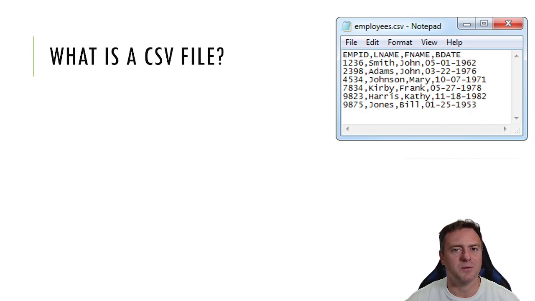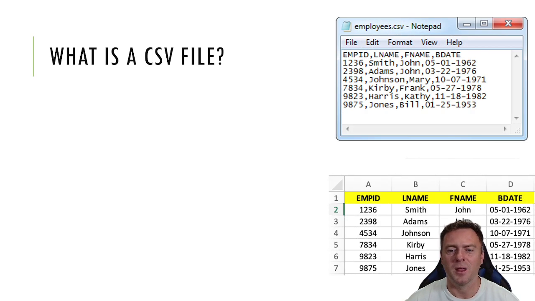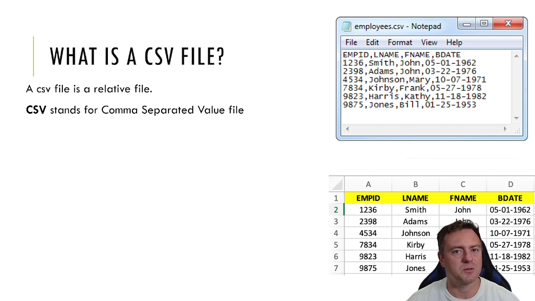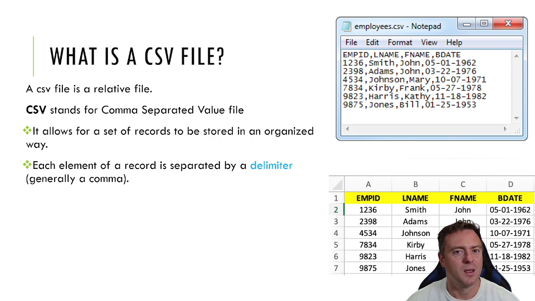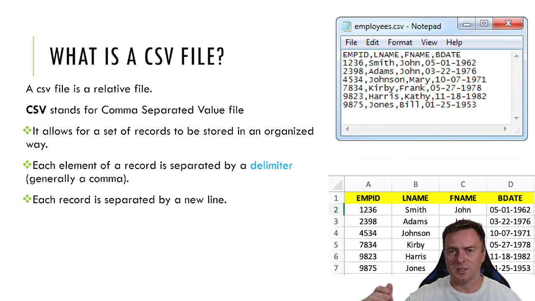So what is a CSV file? That's what we just saw before with the comma separated thing. A CSV file is sort of a relative file. CSV stands for comma separated values file. Each value is separated by a comma, and this allows for a set of records to be stored in an organized way. Each element of a record is separated by something called a delimiter, which in this case is a comma. You can change that delimiter around in different files, but generally we use commas. Each record is then separated by a new line, which brings it down.